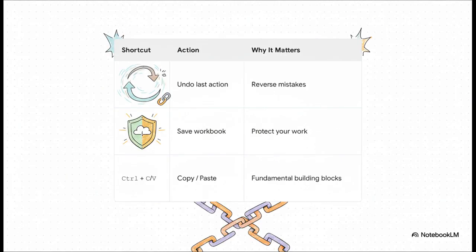Now, of course, we have to mention the absolute essentials. These aren't just tips, they should be pure muscle memory. Control plus Z is your best friend, your oops button. Control plus S to save should be a reflex you use every few minutes. And obviously, copy and paste. Think of these less as shortcuts and more as your fundamental safety net.